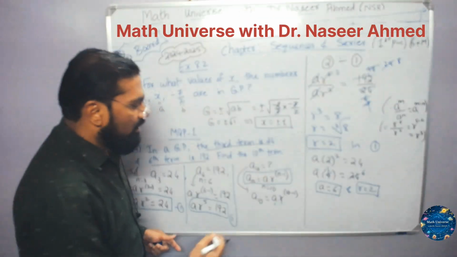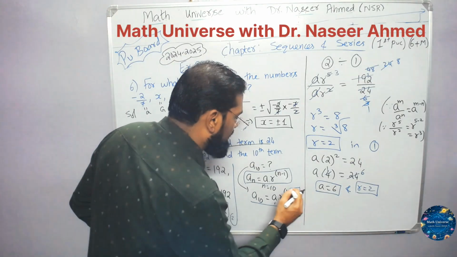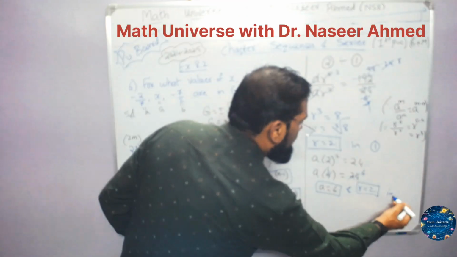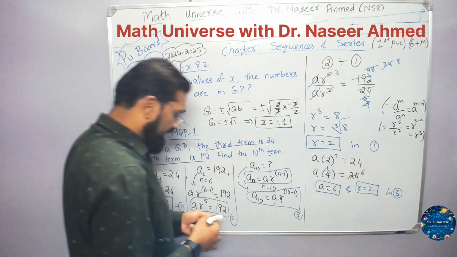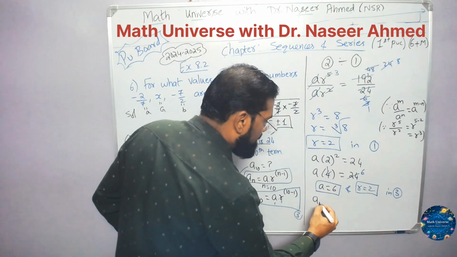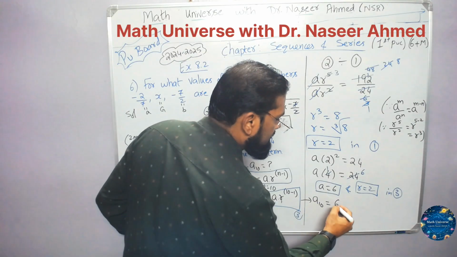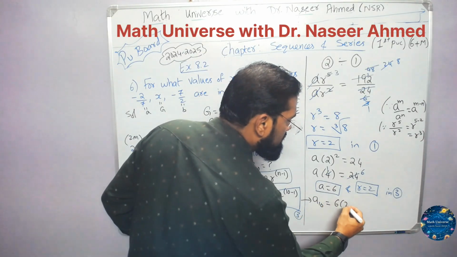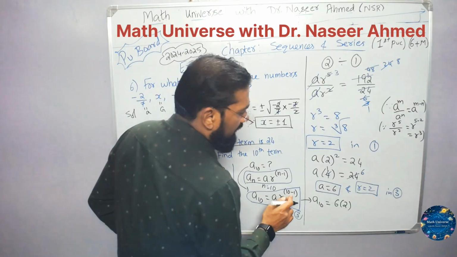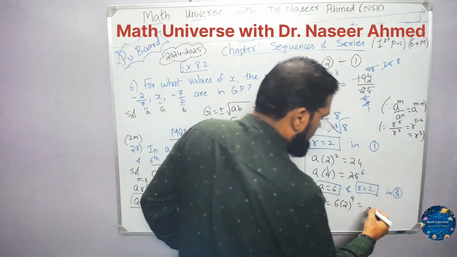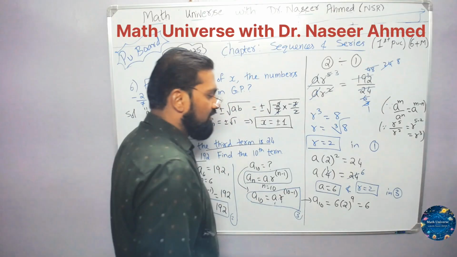Now we can put all this in this expression to get the final answer. This is our equation number 3. So put in equation number 3 what we are getting. 10th term is equal to A value is 6, R value is 2, and here 10 minus 1 will be 9. Multiply 9 means multiply 2 nine times, we'll get 512.